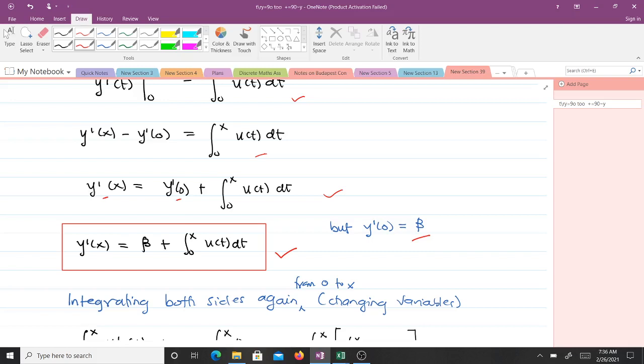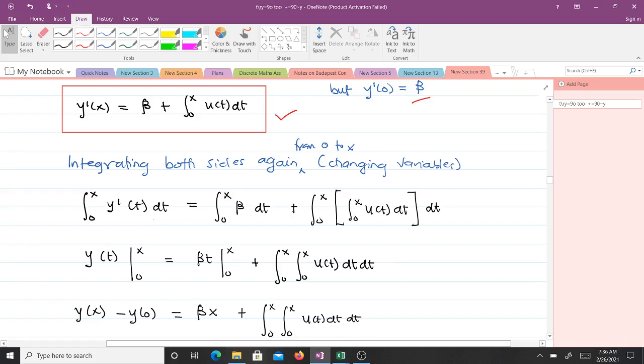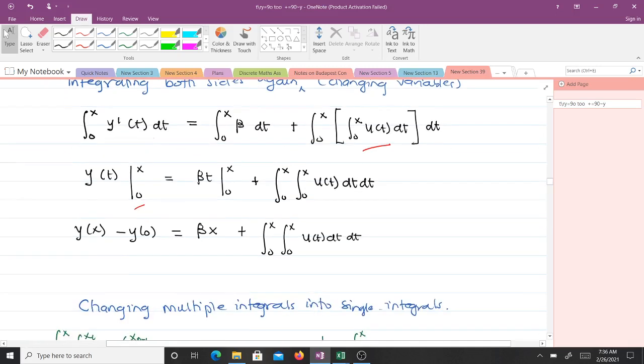But we also need to get y of x. So that means we have to integrate y prime of x again from 0 to x. Doing that integration is going to give us the integral from 0 to x y prime of t dt equals the integral from 0 to x beta dt plus the integral from 0 to x of the right hand side dt. I hope you get that. When we integrate y prime of t with respect to t, we get y of t. These are the limits of integration. Integrating beta with respect to t will give us beta t. Then we have the limits of integration. And this one will give us this double integral.